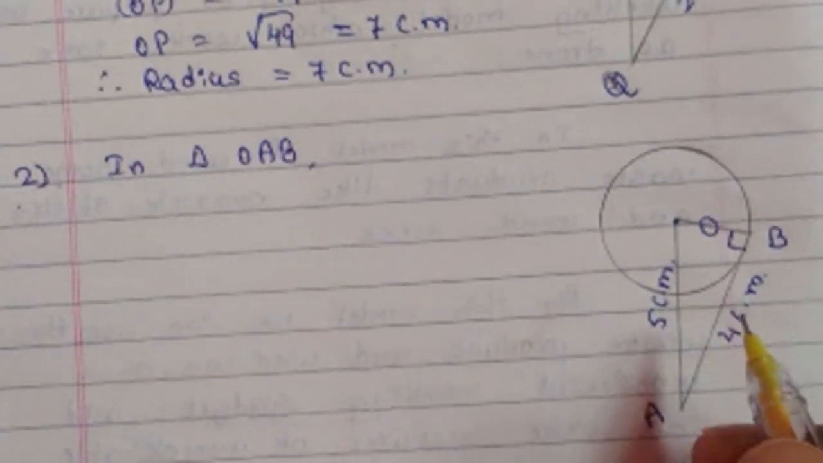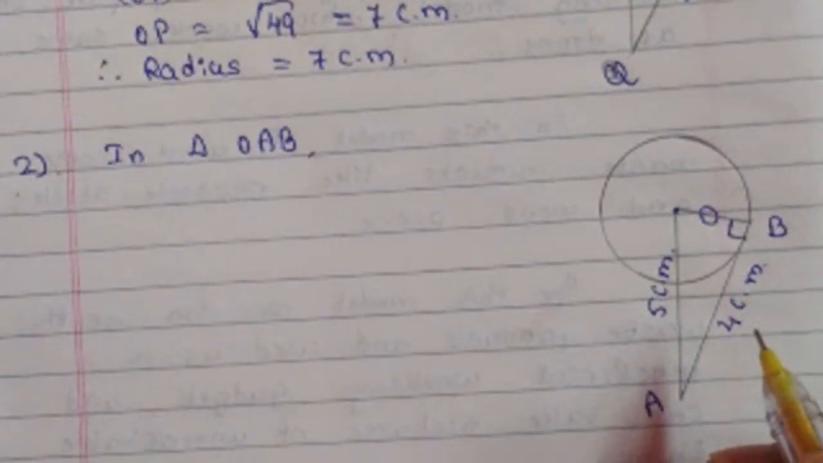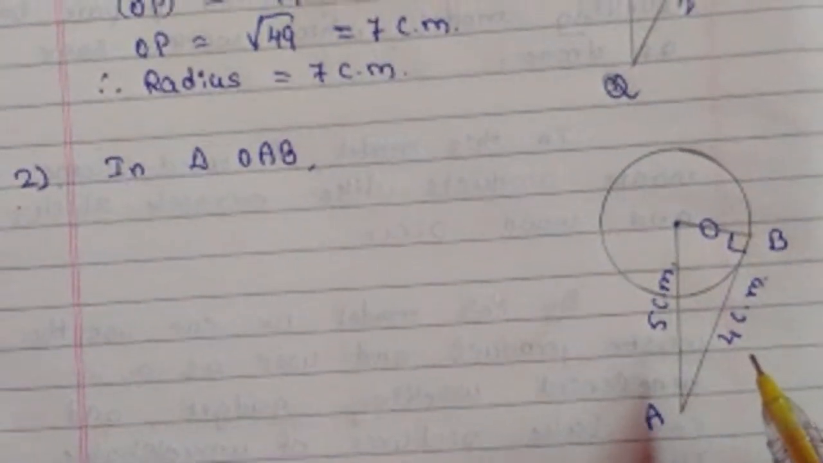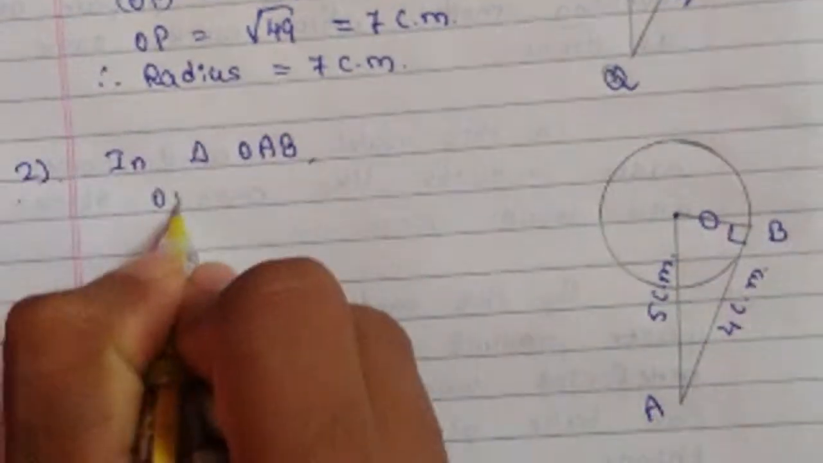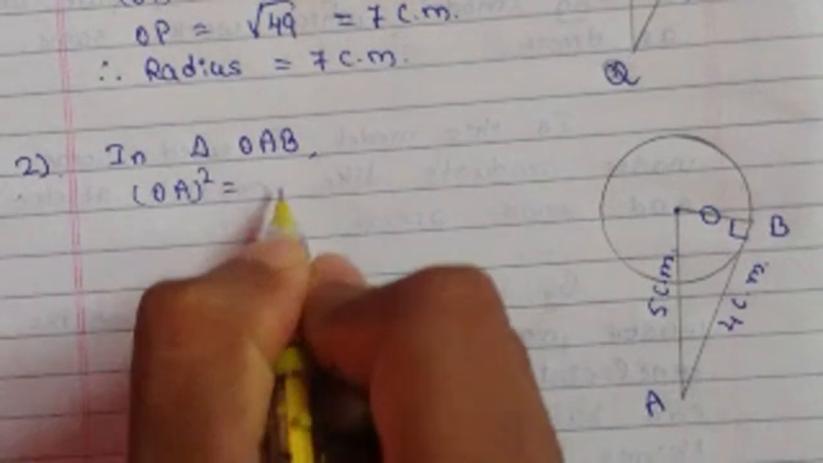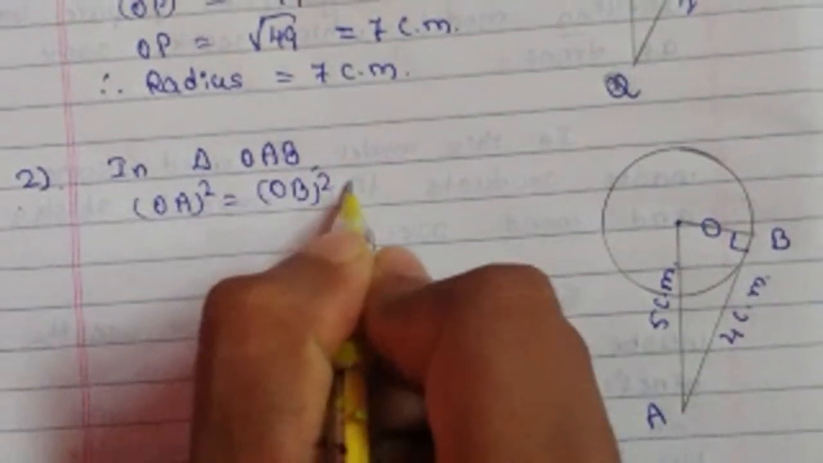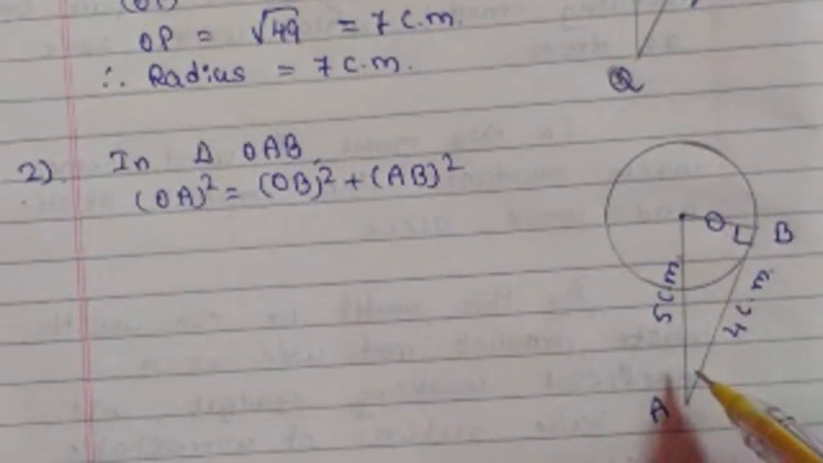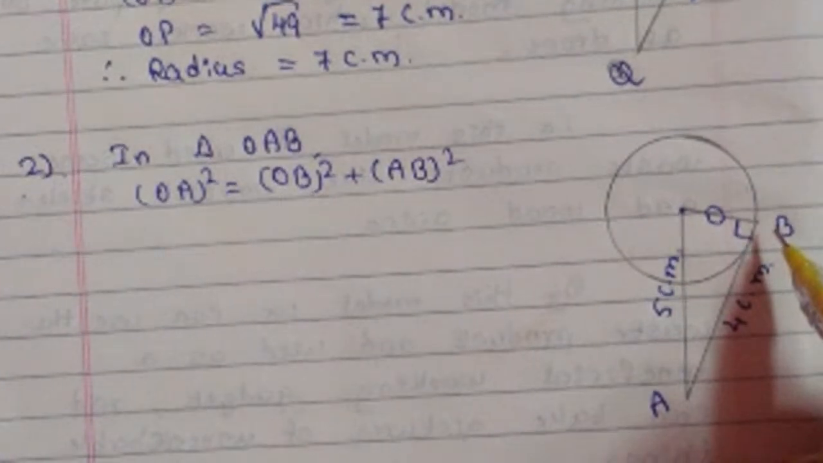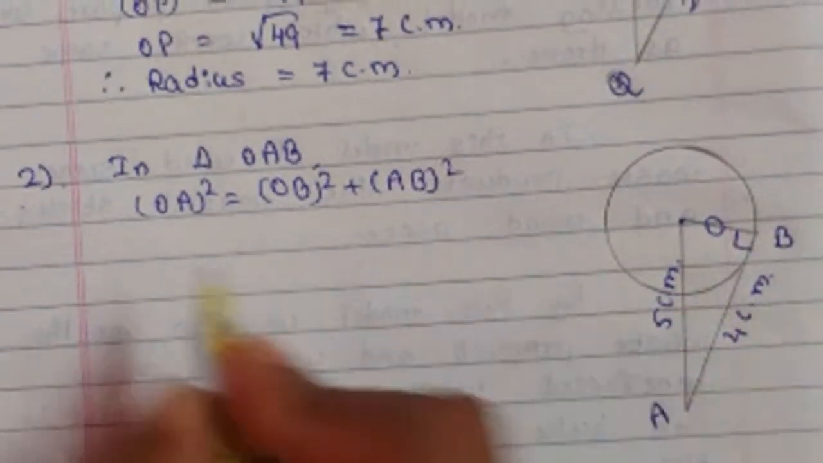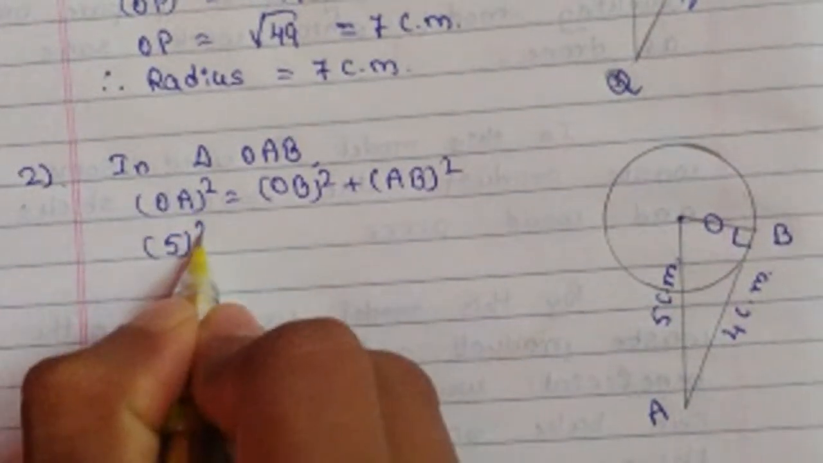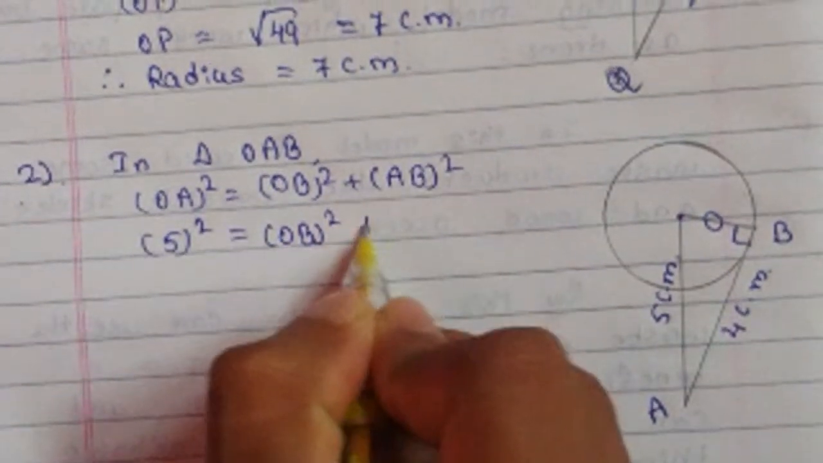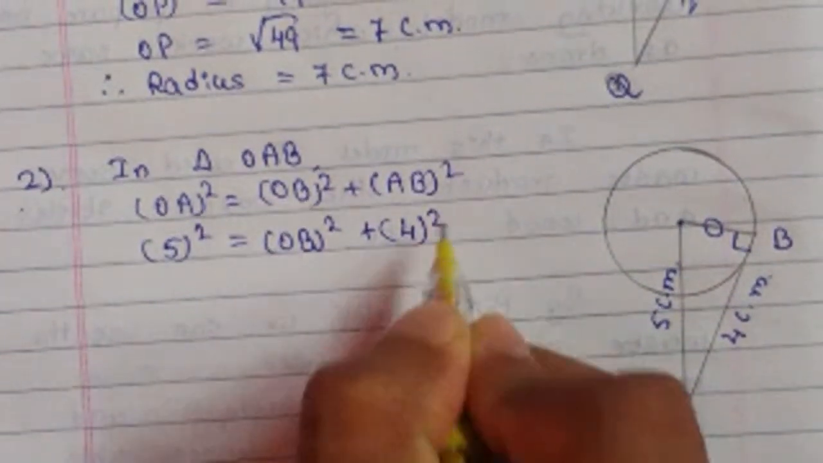According to Pythagoras theorem, the square of the hypotenuse is equal to the sum of the squares of the remaining two sides of the triangle. Therefore, OA square is equal to OB square plus AB square. Now OA value is 5, so it becomes 5 square. OB value is unknown, we write it as it is, plus AB value is 4 centimeter, so 4 square.